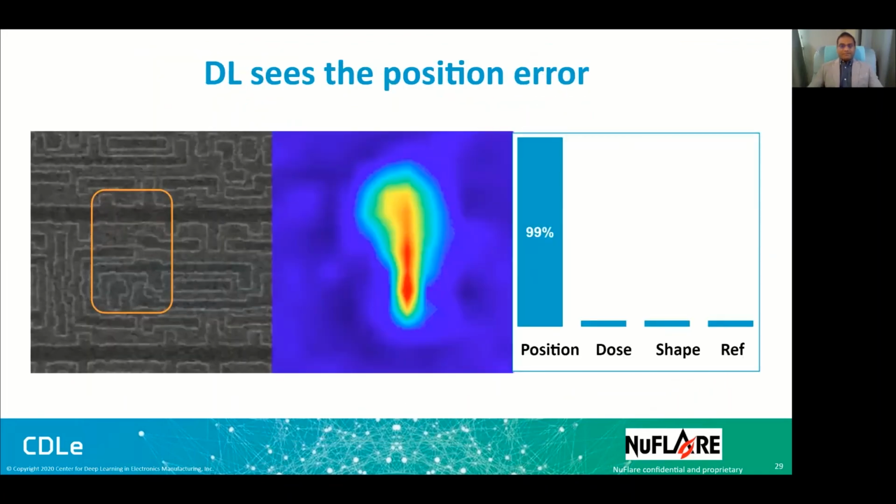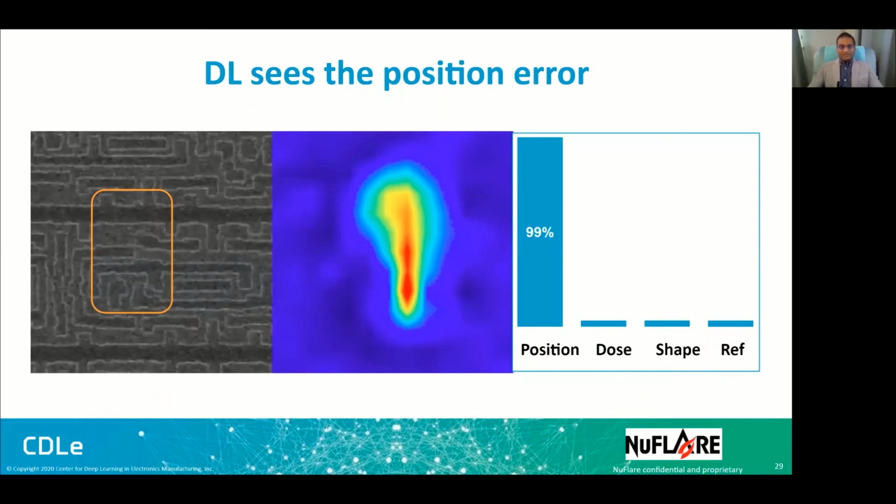We saw very positive and promising results, and I'm going to show some examples from the results. In this case, on the left, you see a reference and defect SEM image for a position error. And on the right-hand side, you see the probability put out from the network, which is 99%.